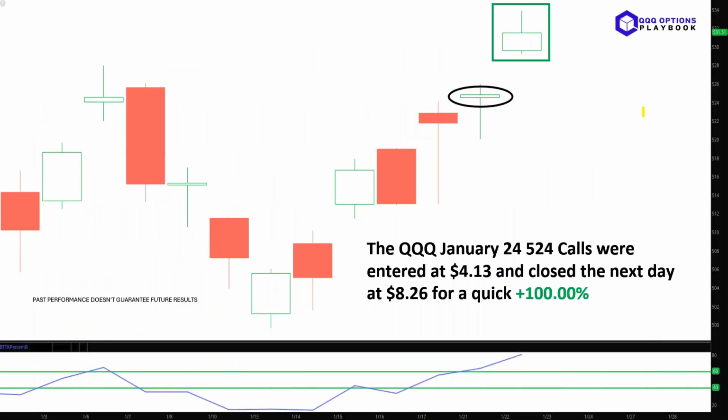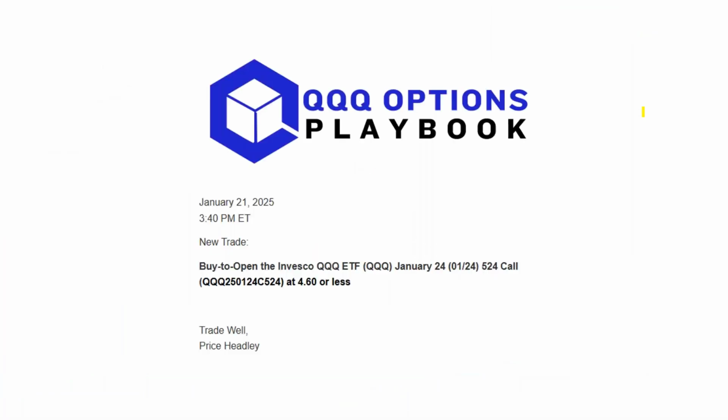Remember this chart that I showed you earlier, this trade that we closed out just a few weeks ago? The January 24, 524 calls. We entered at 413, closed them out at 826 for 100% profit. Okay. Well, let's talk about this trade. This is what a trade alert looks like.